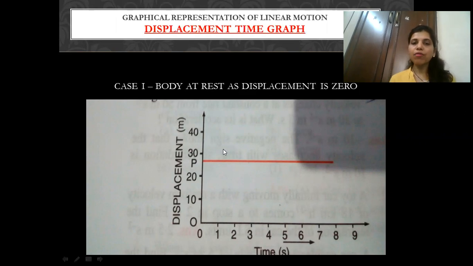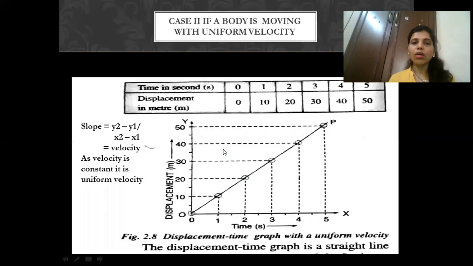Now next graph, here displacement versus time, but you can see that this is a straight line graph. Straight line graph means after every time interval, you can see after 1 second the body is at 10 meter. After 2 seconds, the body is at 20 meter. That means every time the body is changing its position. That means the body is in motion.